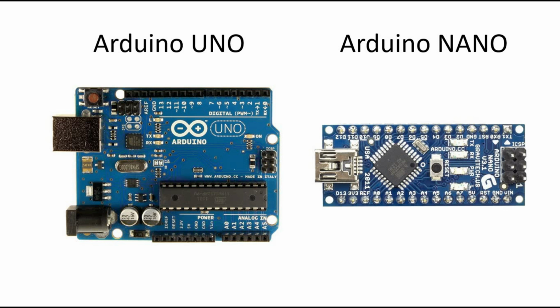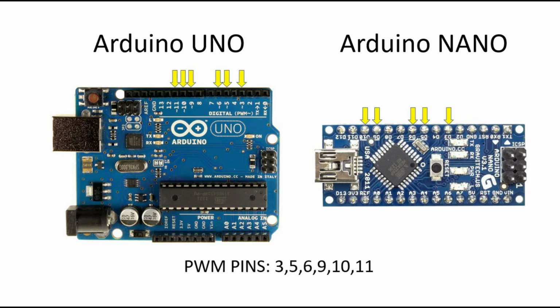Not all Arduino digital pins support PWM. For both Arduino Nano and Uno, you can use PWM with pins 3, 5, 6, 9, 10 and 11.